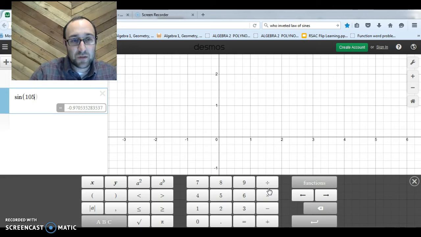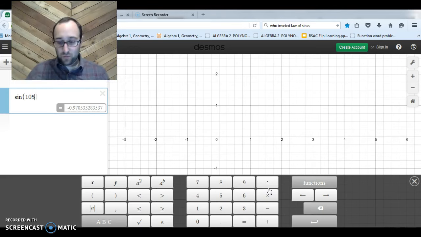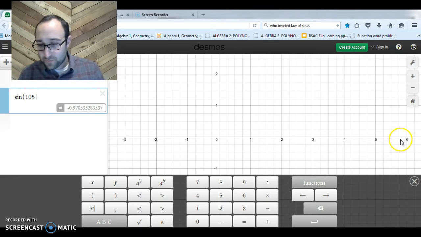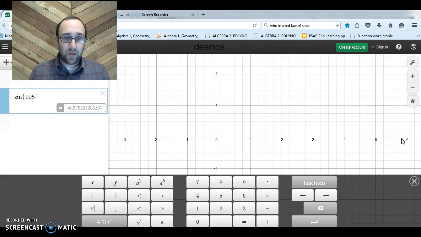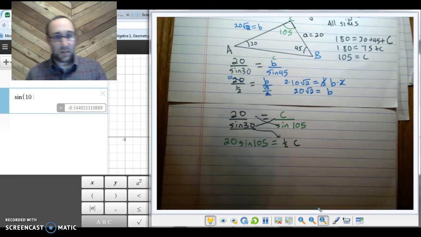Function sine of 105. And we have negative 0.97. Now, does that seem to make sense? We're in the top part of our unit circle. I don't really believe that that is right. Sine of 105. I would disagree with that number because sine is the y value, and 105 degrees is not going to be a negative. It's got to be a positive. So Desmos, you're not helping very much here. Okay, but let's continue as if we were doing this problem correctly.